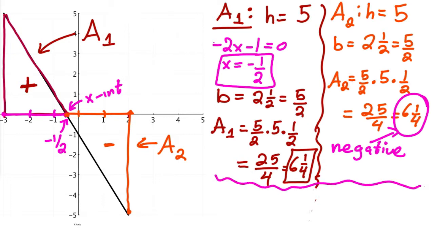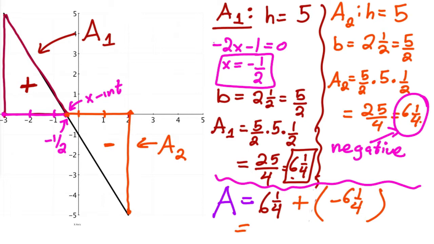Okay, so then the total area underneath the curve is going to be the positive area, which is 6 1/4 right here, plus this area right here, this bottom one, which is going to be negative, so -6 1/4. So then that means that the area is equal to 0. So they balance each other out.